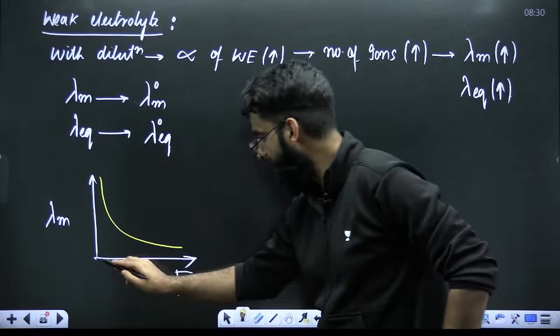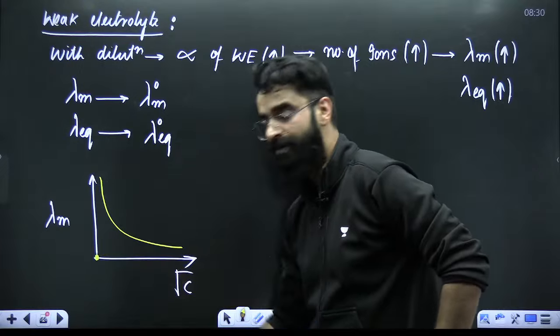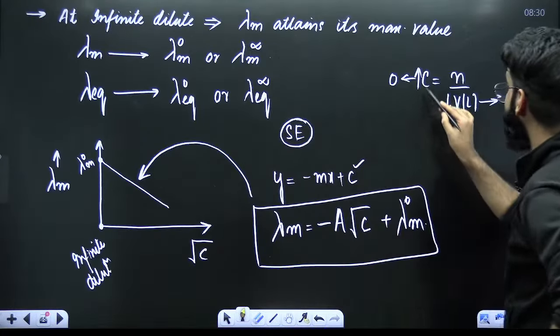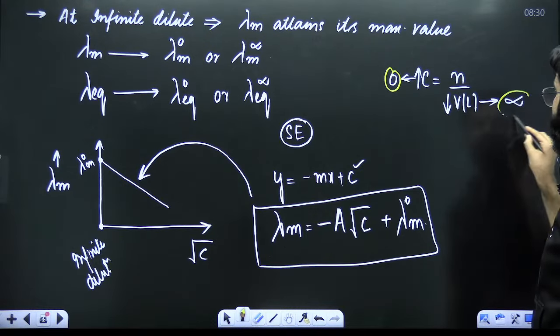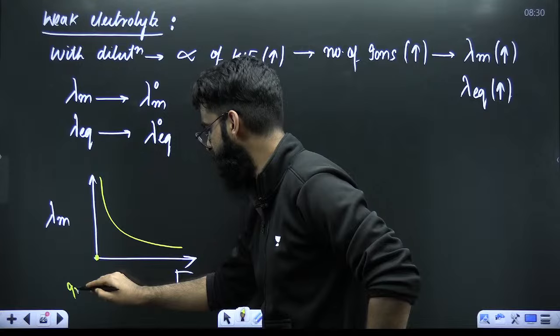Now tell me one thing. At this particular point, the root c value is 0. That means c is 0. When is c 0? I told you a few minutes back: c is 0 when the volume of the solution is infinite. That means this particular point represents infinite dilution.